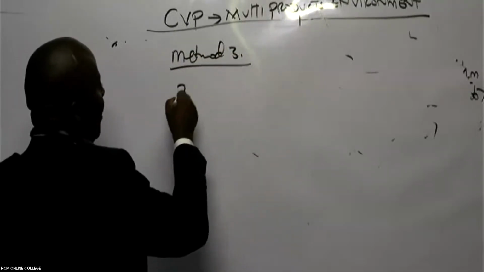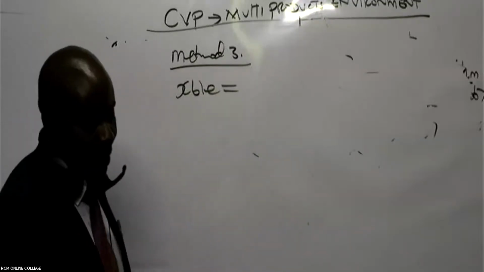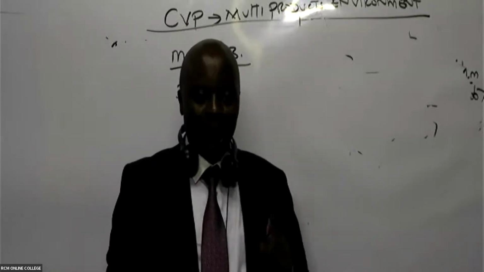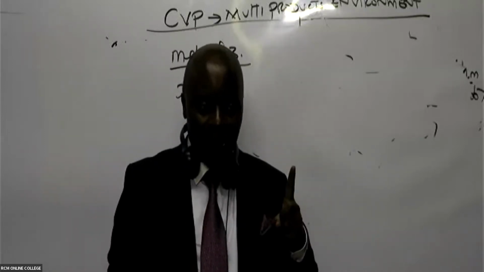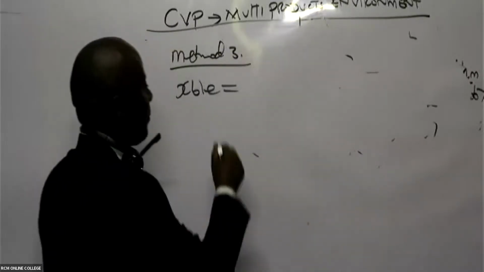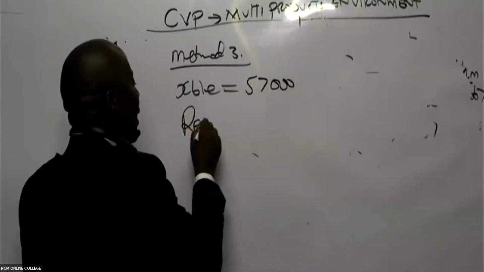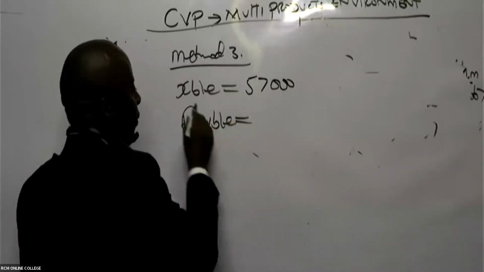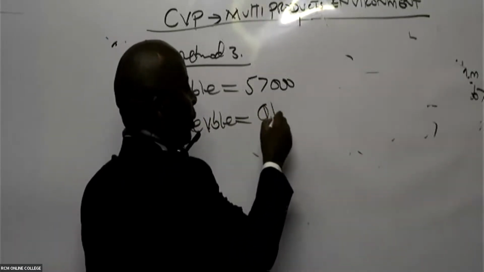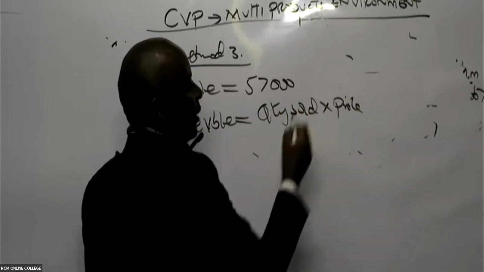Is there anybody who is able to remind us the quantity that we need to sell to break even? XBE equals who? I'll give you the answer. 57,000, isn't it? And how do we get revenue break even from this? You will basically take quantity sold and multiply it by the price.